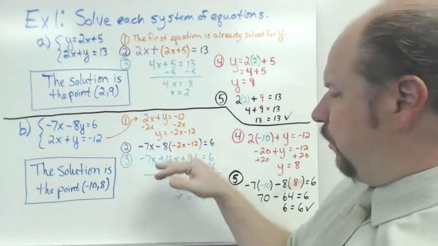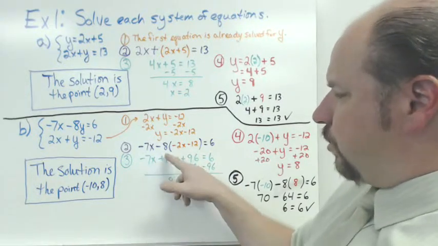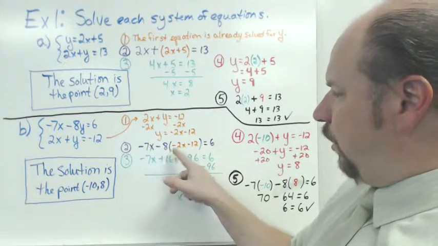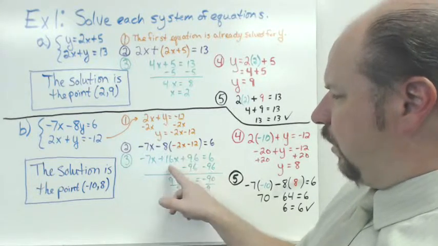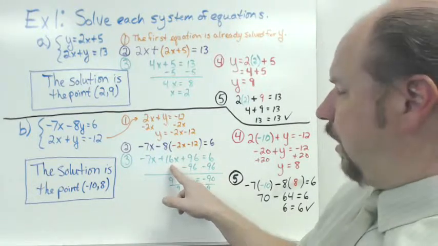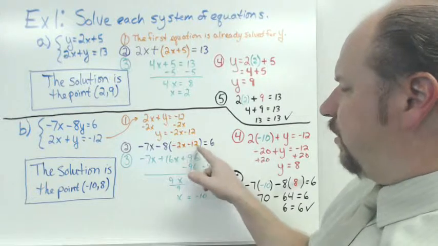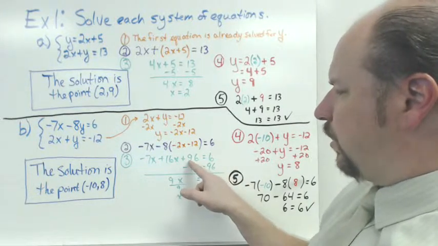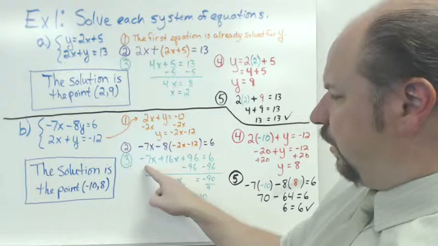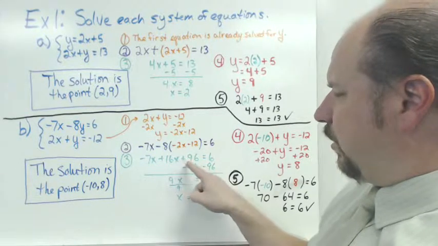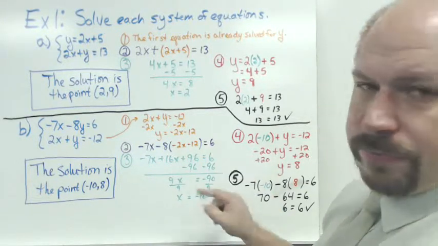Okay, so now we need to solve for x. So first, distribute the negative 8. So negative 8 times negative 2 is plus 16x. And negative 8 times negative 12 is plus 96. So we end up with negative 7x plus 16x plus 96 equals 6.